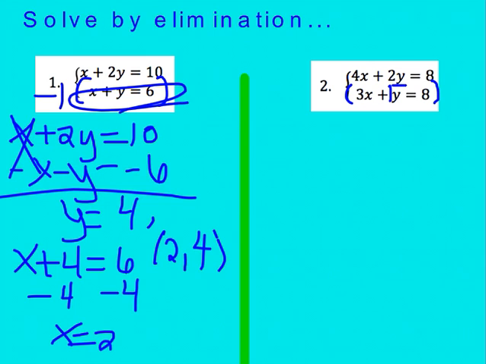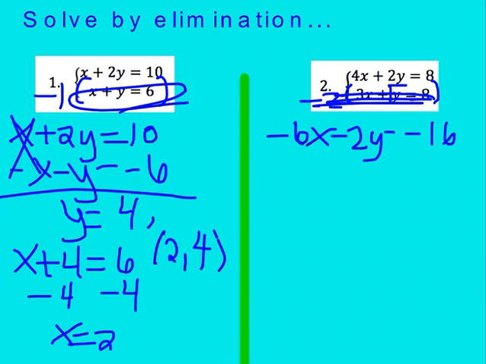So when I look at 2y, I'm thinking, okay, I need the opposite of 2y. What's the opposite of 2y? Negative 2y. And what do I need to multiply 1 by to get to negative 2? I need to multiply it by 2. So I'm going to multiply that entire bottom by a negative 2, including what's on the equal sign.